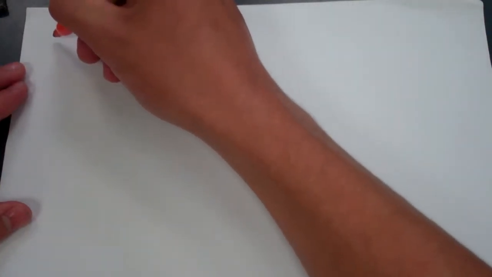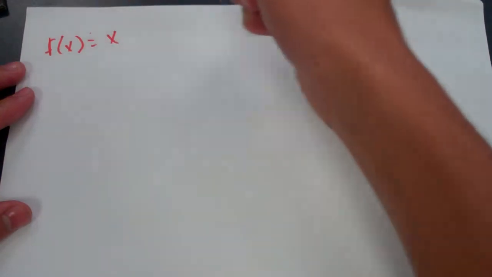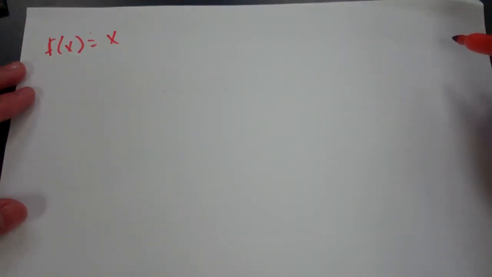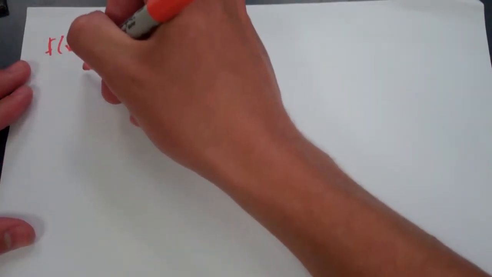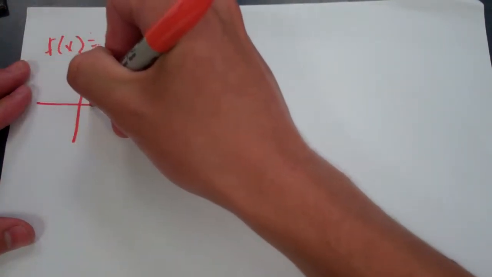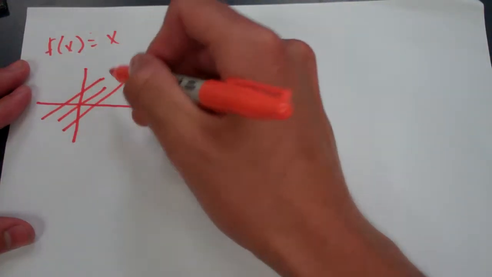Let's start off with a graph of f of x is equal to x. So f of x is equal to x. This is a line, right? This is just saying there's a line somewhere on the graph. It doesn't really matter where it is yet.